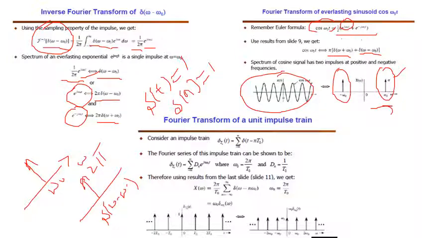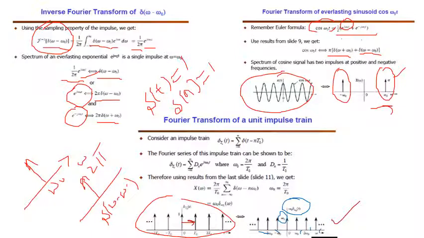Now we want to compute the Fourier transform of an impulse train. This impulse train is in the time domain, with impulses at 0, t naught, 2 t naught, 3 t naught. It is a periodic impulse train, and the spacing between the impulses is t naught. If I take the Fourier transform of a periodic impulse train, I get a periodic impulse train in the frequency domain: 0, omega naught, 2 omega naught, 3 omega naught, minus omega naught. The amplitude of each impulse is omega naught.